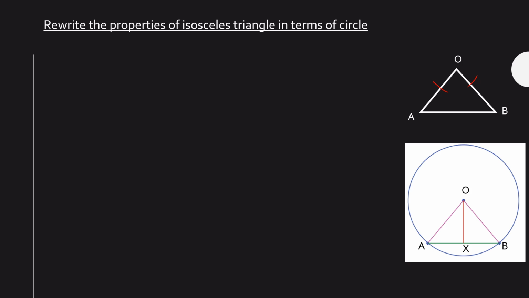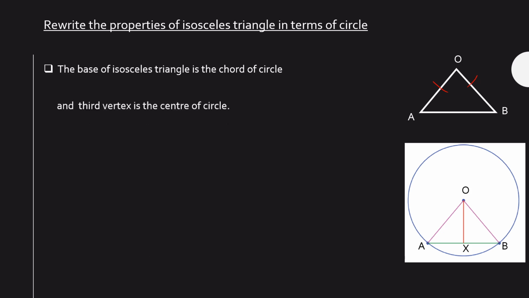Yes, the center of the circle and the third vertex of the isosceles triangle are the same. Correct. And what about the two sides? Okay, let's discuss one by one. By looking at the base, can you tell me anything? What is the base? What is the name here? AB, isn't it? AB is the base of the triangle AOB. And the base of this triangle is dash of circle. Can you fill the dash? Yes, chord of the circle. Yes, very good. And what about the third vertex? Third vertex of the isosceles triangle is center of the circle.